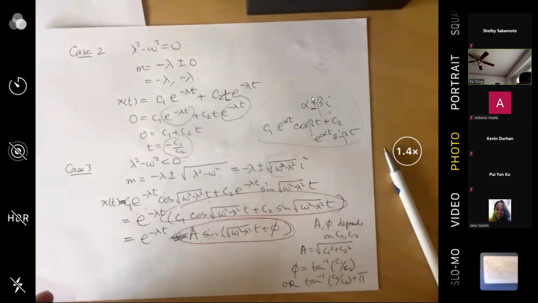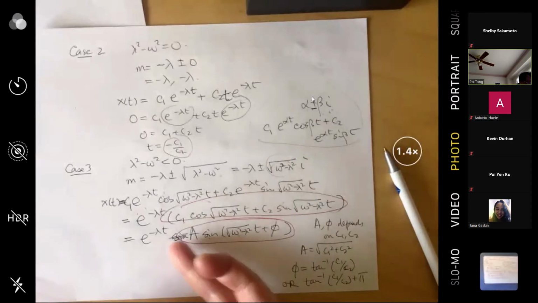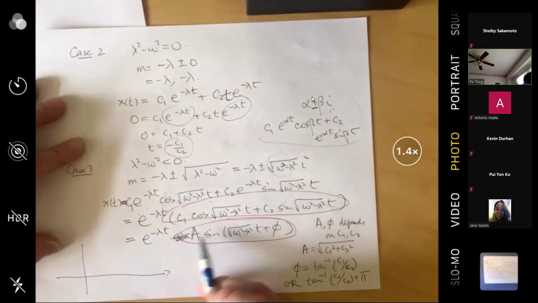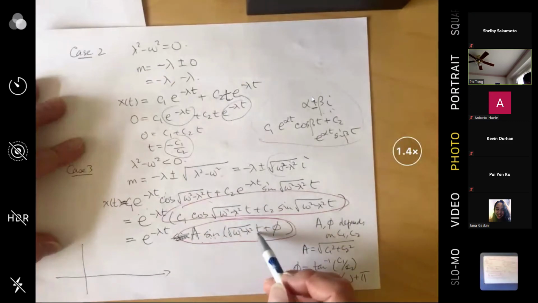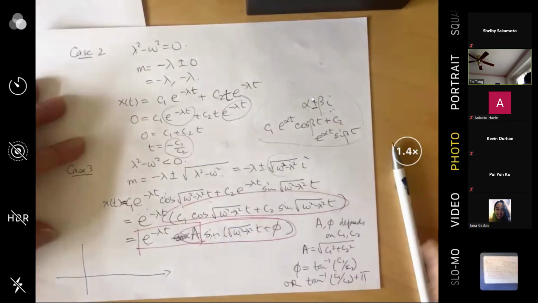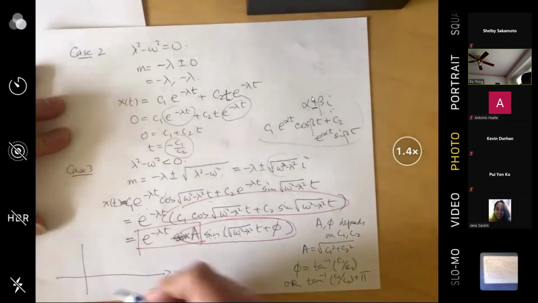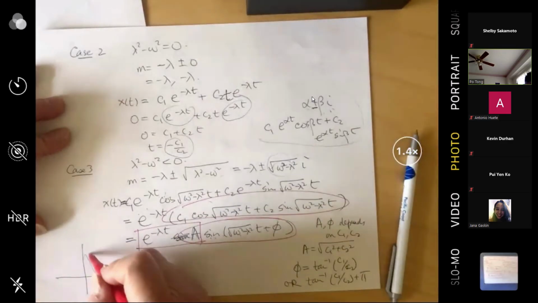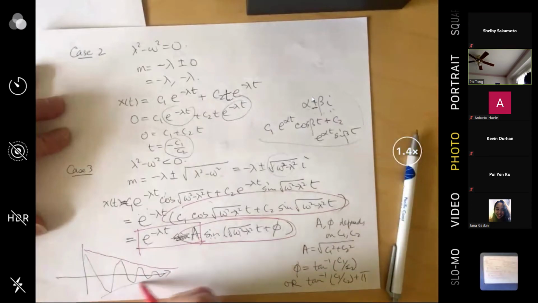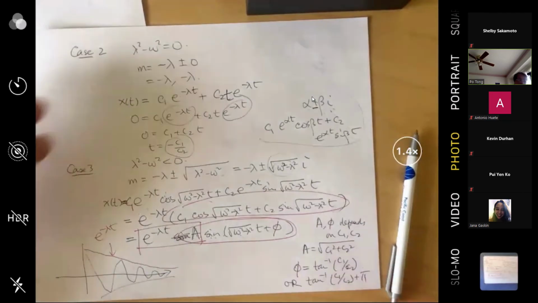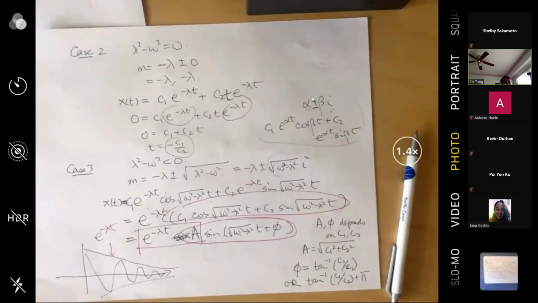So what does this look like? This is going to look like a sinusoid with amplitude A, but the amplitude actually gets modulated by this, right? It's A e to the power minus lambda t. So it's a sinusoid, and then you just keep going like this. And this envelope here is e to the power minus lambda t. So those are the three cases.